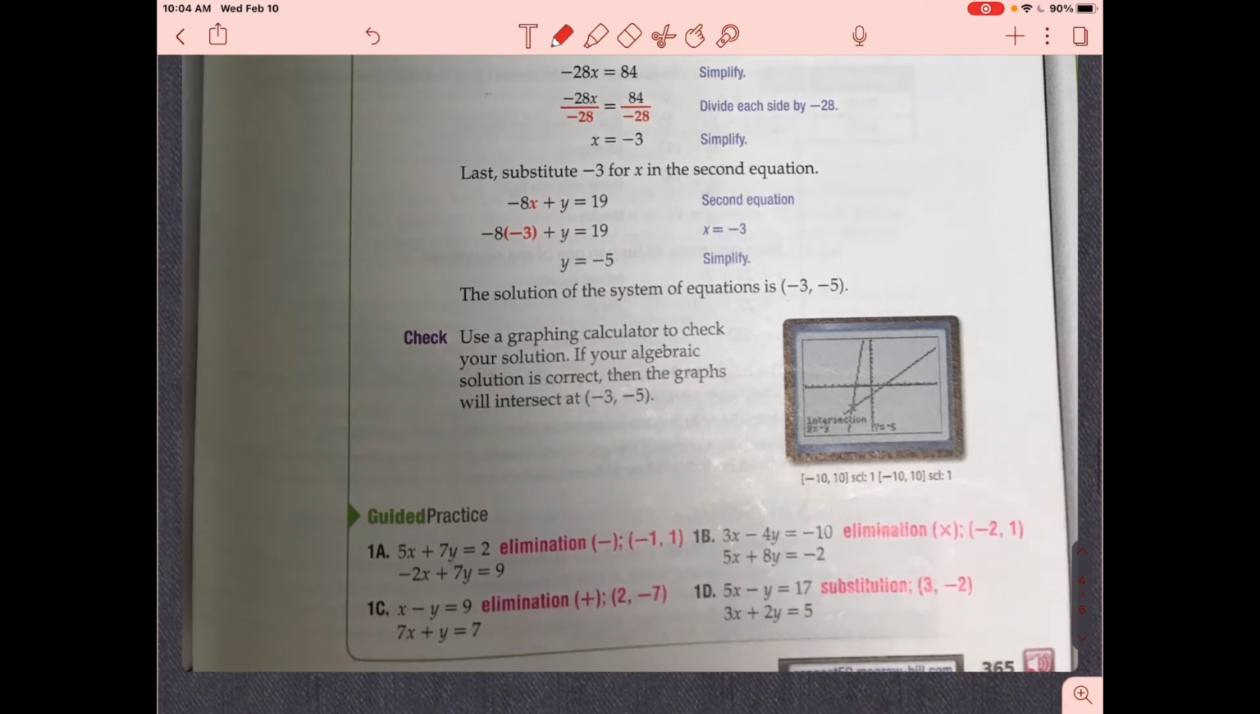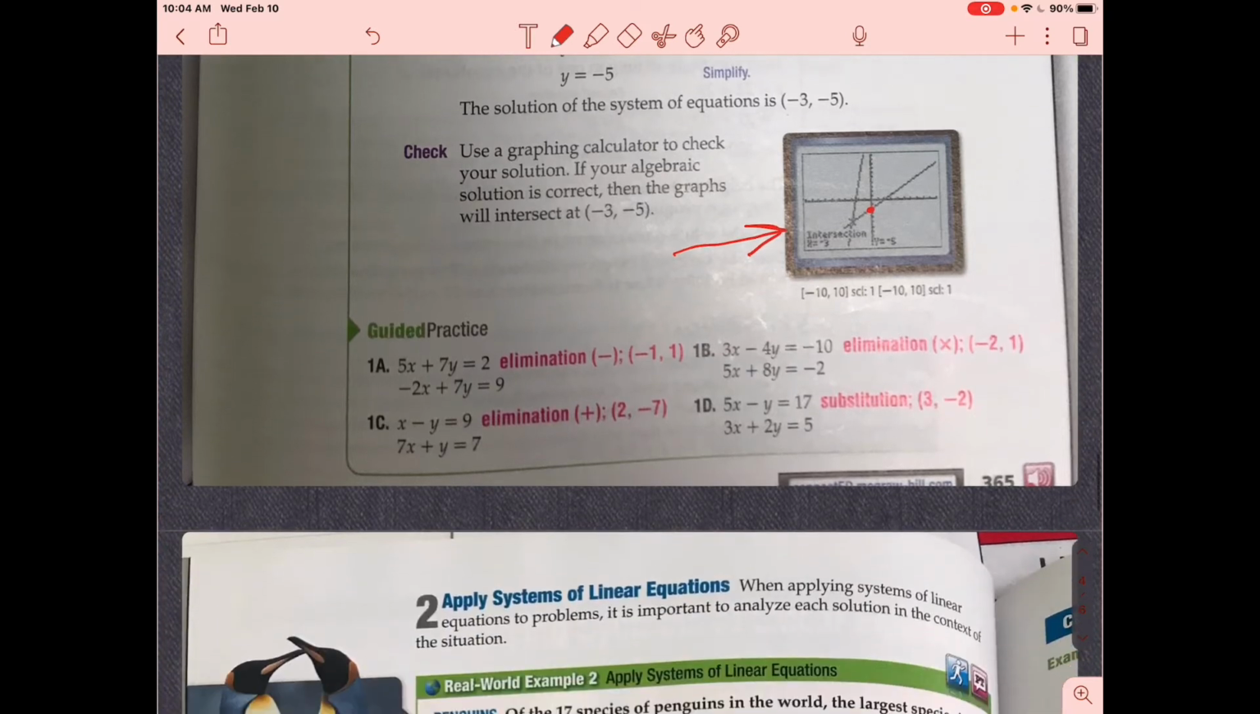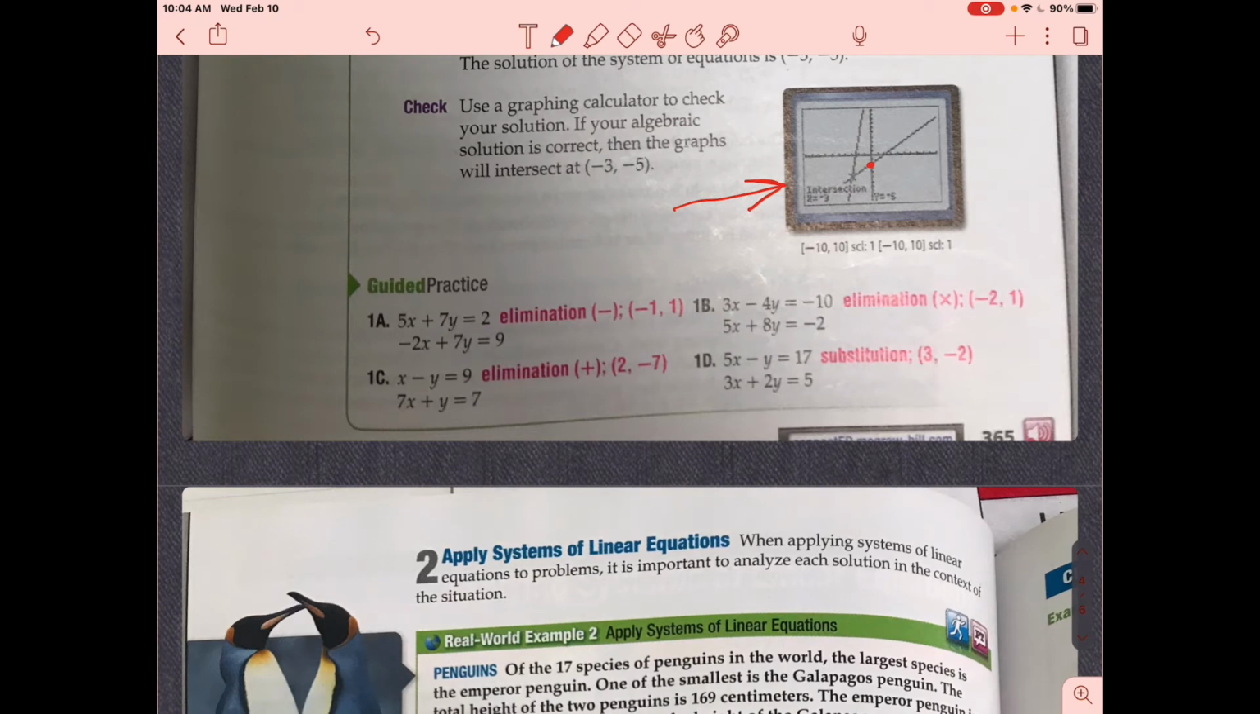If we could see it on a graphing calculator, that would be a quick way to see the point where the two lines intersect. But we don't always have a graphing calculator handy, and graphing by hand can be kind of messy. Down here in the guided practice, you can see some quick examples of what you might choose to use to solve things. In this one, because we already have 7x and 7x, if I just multiplied the second equation by a negative, I could use elimination pretty quickly to make the y's cancel.